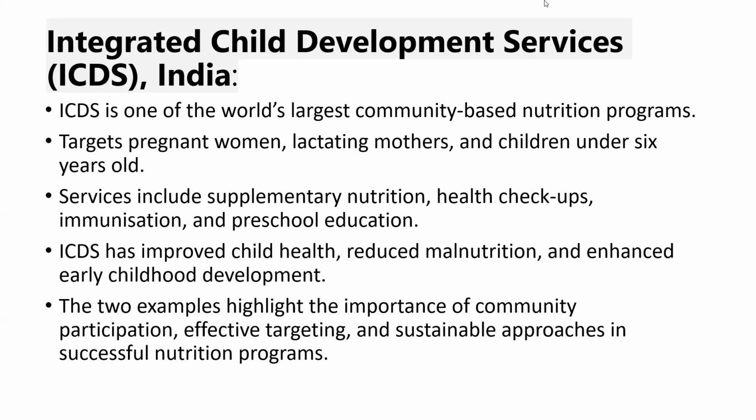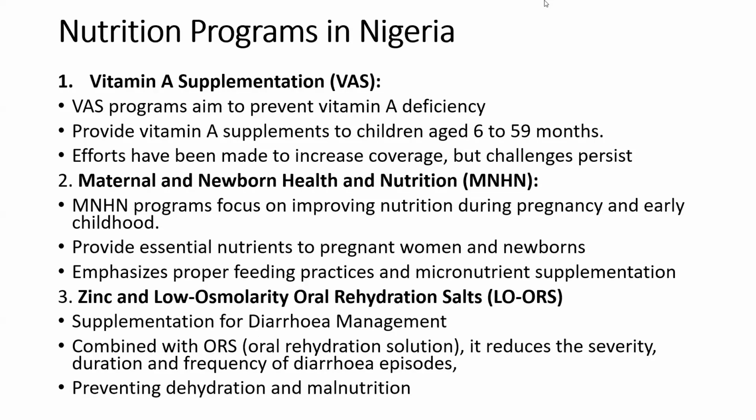This particular program has improved child health, reduced malnutrition, and enhanced childhood development. The two examples I've just given highlight the importance of community participation, effective targeting, and sustainable approaches. Now let's come to Nigeria. In Nigeria, we've also had a couple of programs that have succeeded. Vitamin A supplementation is one of them, and its aim is to prevent vitamin A deficiency. Supplements are provided for children between 6 and 59 months, and efforts have been made to increase coverage. The challenges persist, but it's succeeding. Efforts are ongoing.